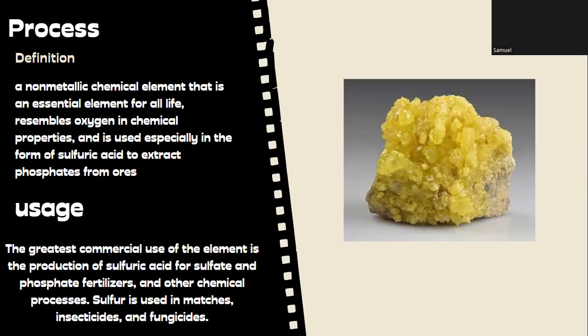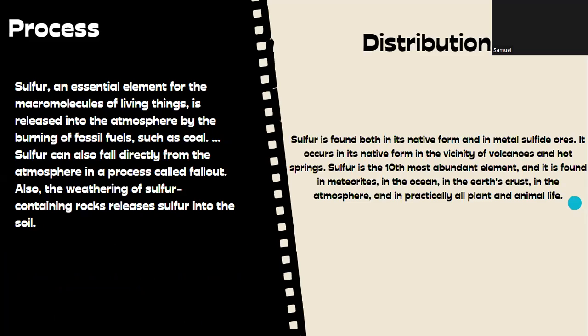insecticides, and fungicides. Next. Sulfur is an essential element for the macromolecules of living things and is released into the atmosphere by the burning of fossil fuels, such as coal. Sulfur can also fall directly from the atmosphere in a process called fallout. Also, the weathering of sulfur-containing rocks releases sulfur into the soil.